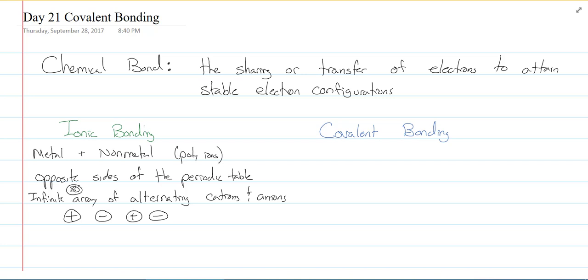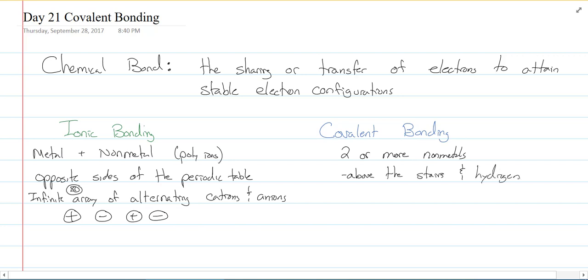This is contrasted with covalent bonding, which is two or more nonmetals. Above the stairs, and of course hydrogen, because hydrogen is above the stairs. Now the major difference here is that covalent bonding makes molecules, and they're small, discrete units.